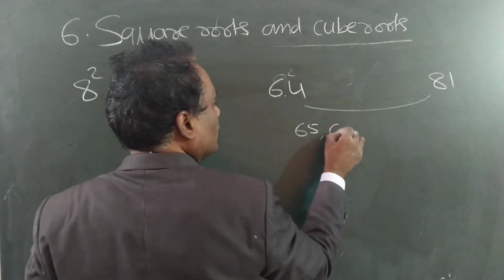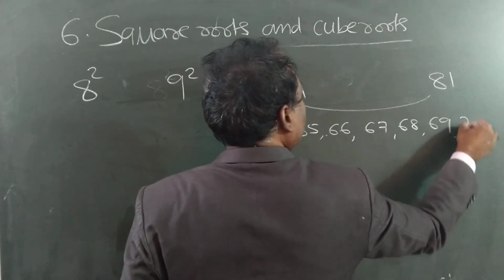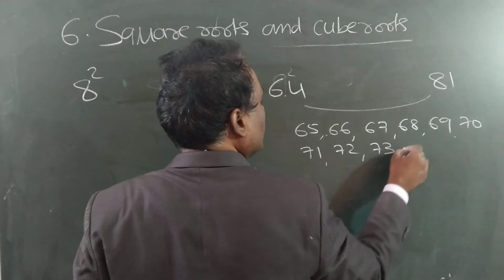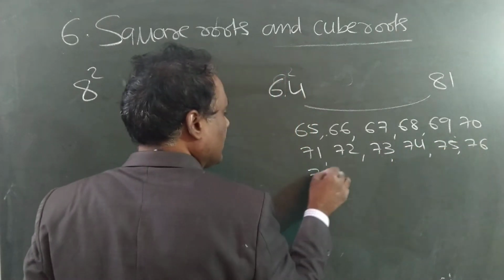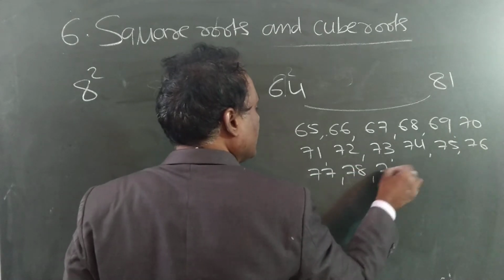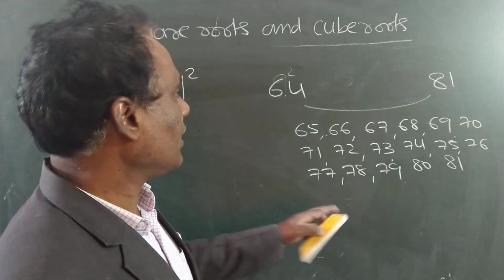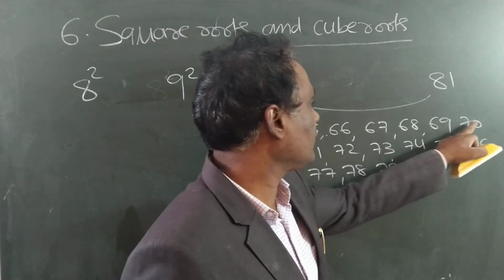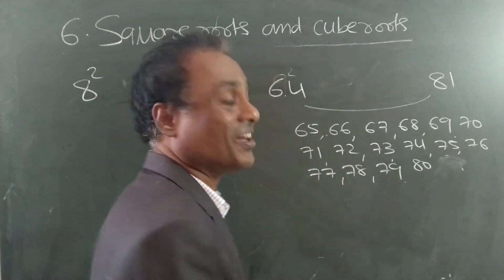65, 66, 67, 68, 69, 70, 71, 72, 73, 74, 75, 76, 77, 78, 79, 80, 81. So 81 only in between, no? So how many are there? 1, 2, 3, 4, 5, 6, 7, 8, 9, 10, 11, 12, 13, 14, 15, 16 numbers.